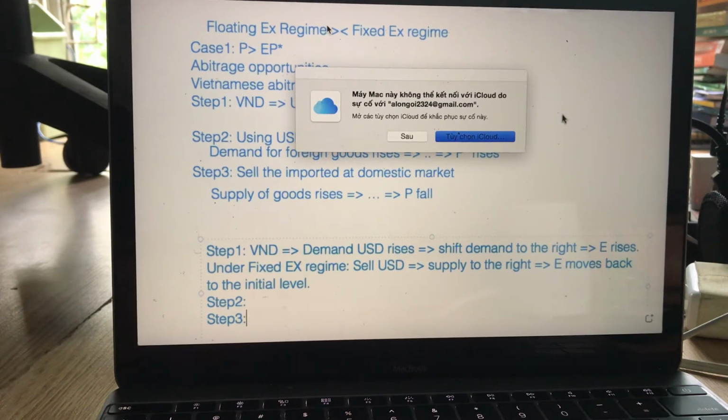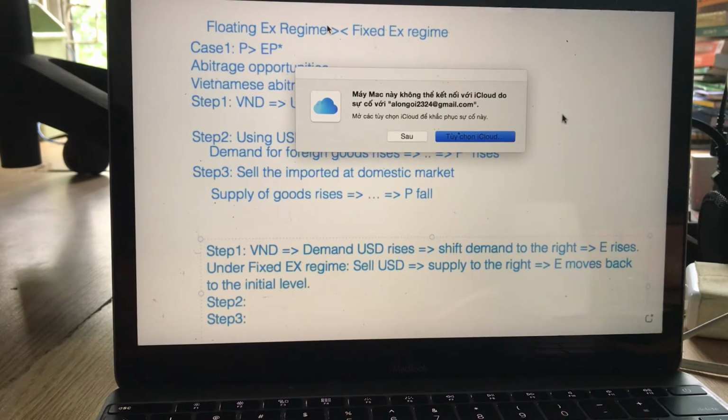Okay, that is for case 1. And for case 2, you can do it by yourself. In case 2, we suppose that P is less than EP star, okay? And then we have the 2 scenarios under the floating exchange rate regime and under the fixed exchange rate regime, okay? And you do it by yourself, and we do it in the opposite way, applying the same logic.